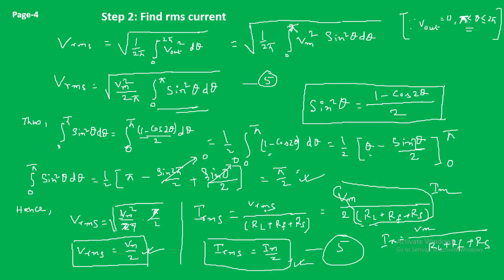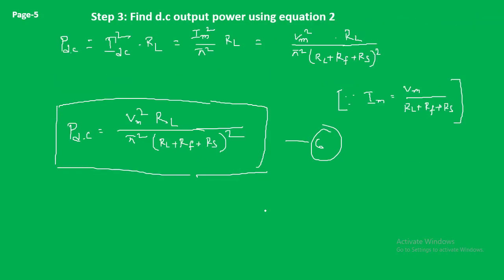Now the next point is finding the DC output power. DC output power in equation 2 we have seen, that is I square DC into RL. Now IDC is what? Im by pi. So Im square by pi square into RL. Now Im, what we have seen? Im is Vm by RL plus RF plus RS, so we put the square of that. Effectively, PDC is equal to Vm square into RL divided by pi square into the square of RL plus RF plus RS. Let us denote it as equation 6.